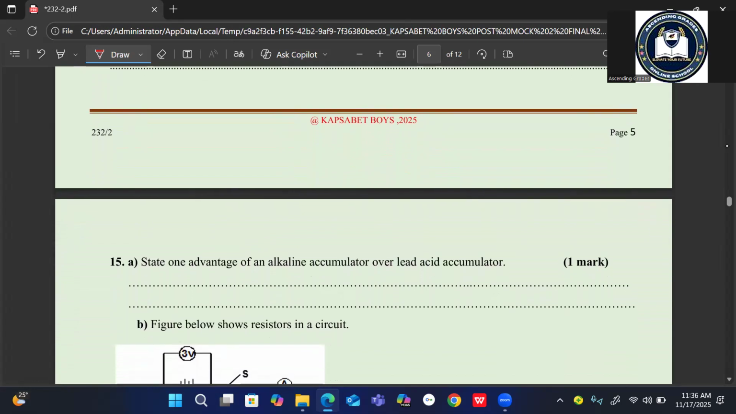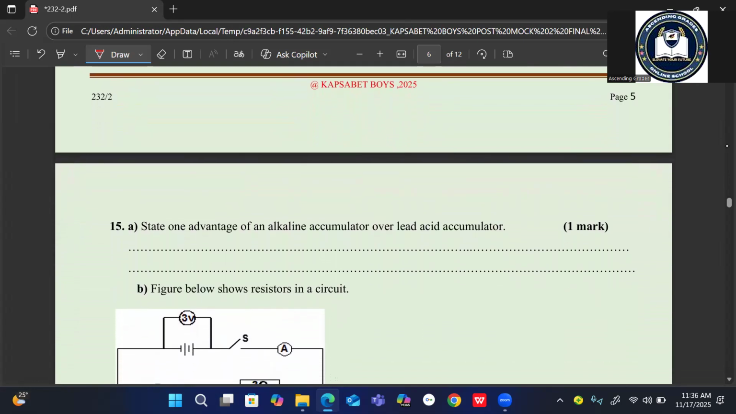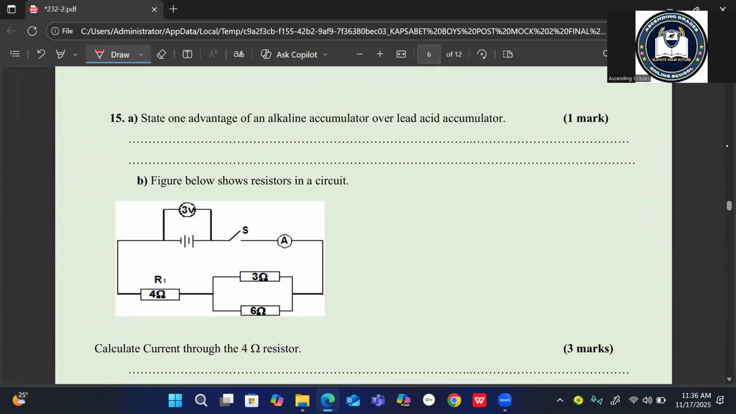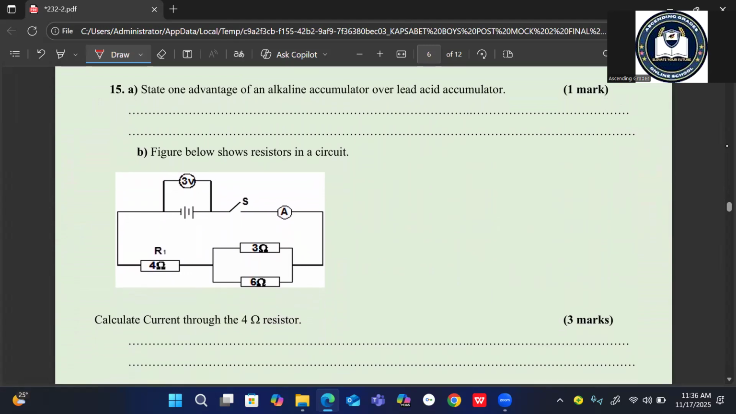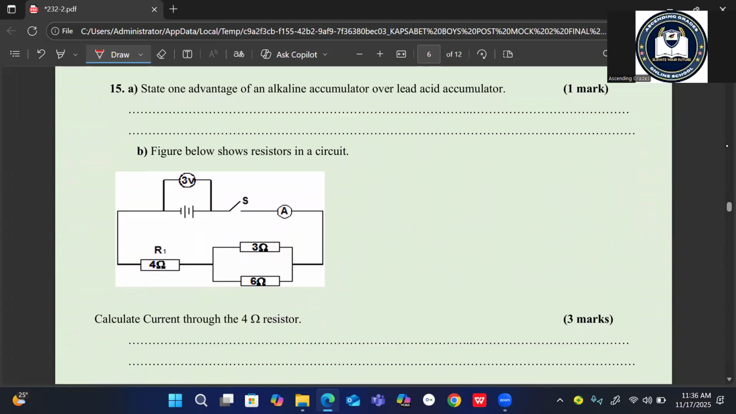Remember, this is Kapsabet Boys. Now we are at question 15. State one advantage of alkaline accumulator over lead acid accumulator.